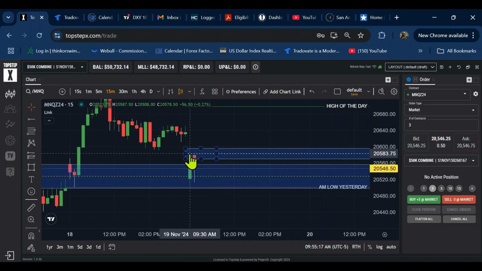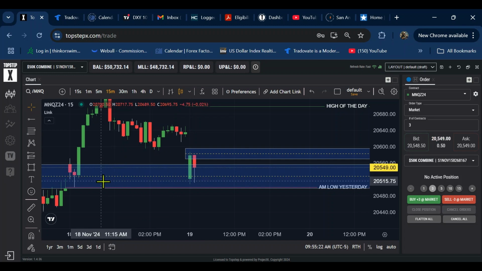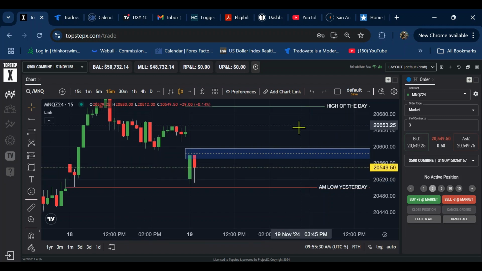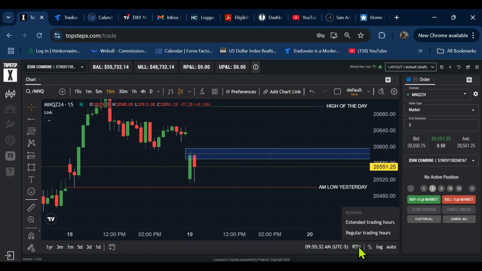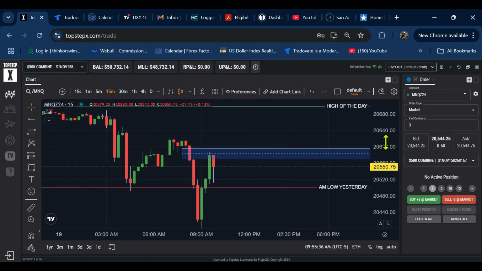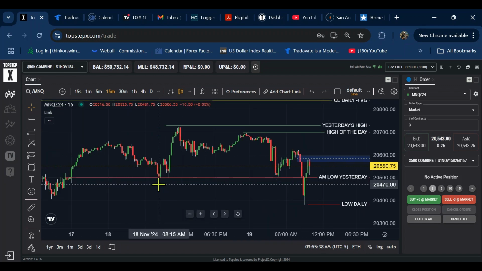This is that fair value gap, but it occurred outside of regular trading hours, but that doesn't mean it's insignificant. I'm going to go ahead and take off this gap for now. We'll go back to extended trading hours. And here we try to develop some sort of a narrative. So this is a 15-minute candle chart.